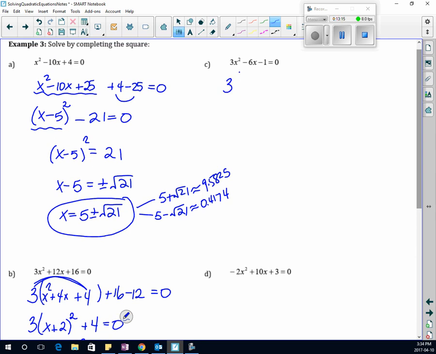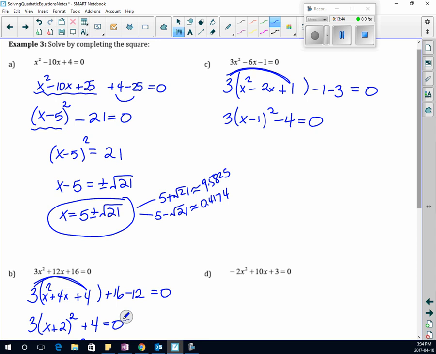Okay, let's go back to C up here. So again, first step is factoring out the coefficient. Leave a space. Okay, so what's half of minus 2? It's minus 1 squared plus 1. I didn't just add 1 though. I added 3, which means I need to subtract 3. So then I get minus 4 when I combine.